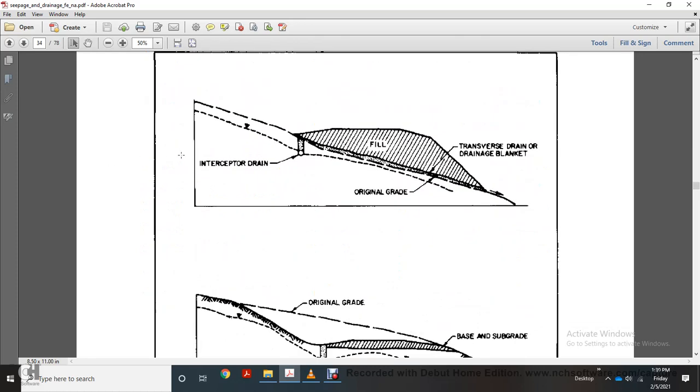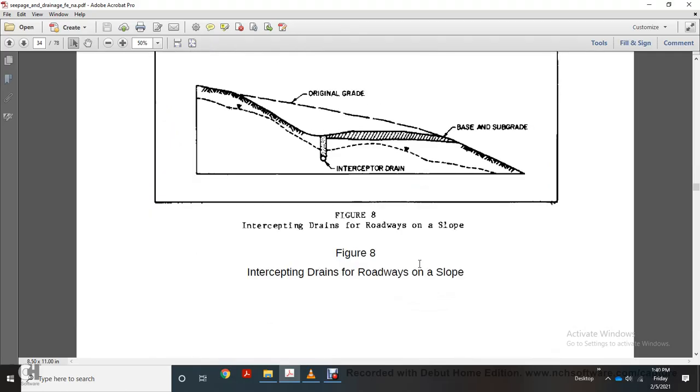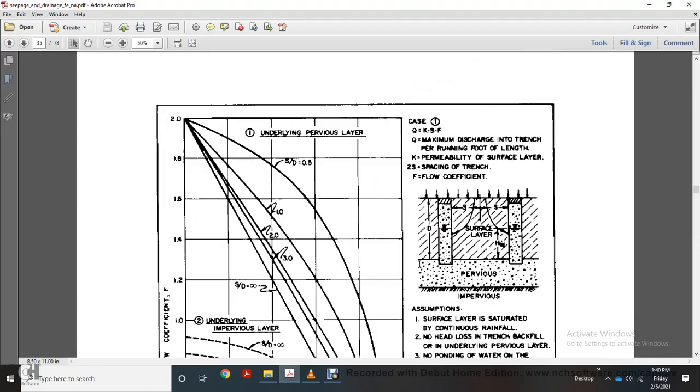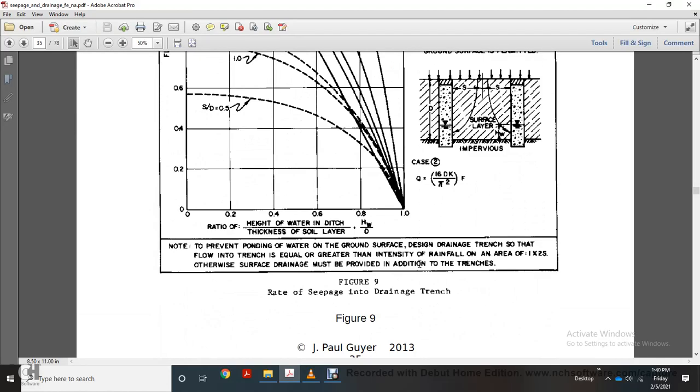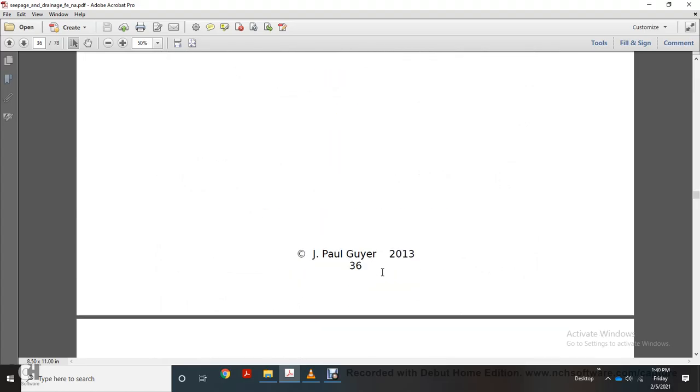It shows an interceptor drain with a fill in the original grade, with a transverse drain with a blanket. Original grade, interceptor drain, base of the subgrade. Intercepting drainage, roadway on slopes. And then it shows a chart, Figure 9, the rate of seepage into the drainage trench. And then it skips another page.